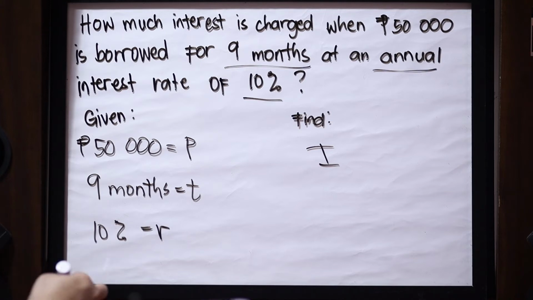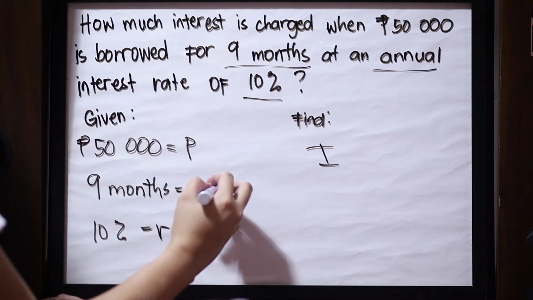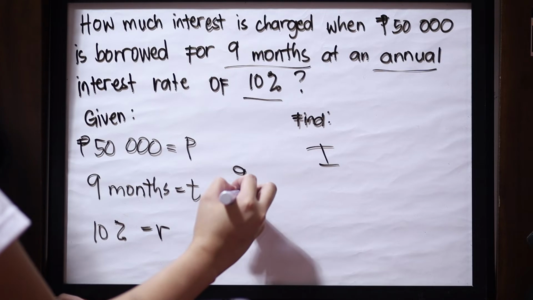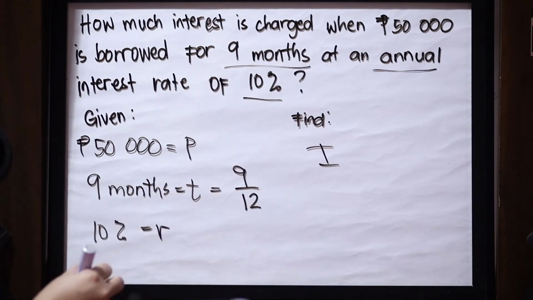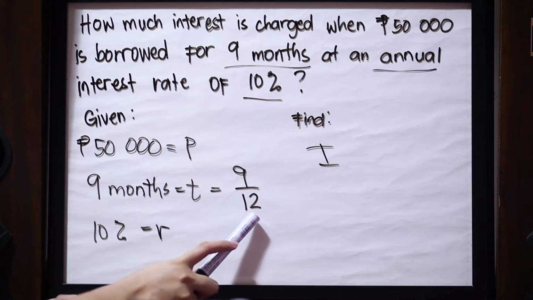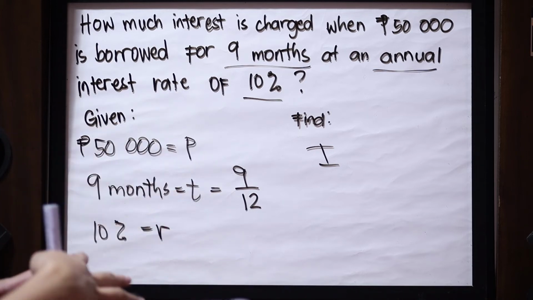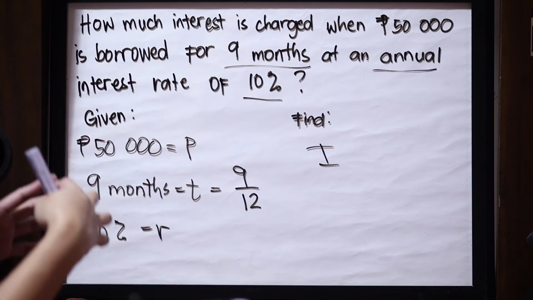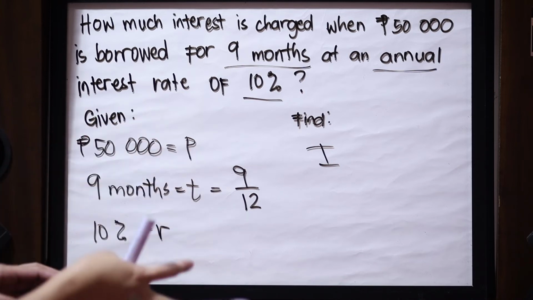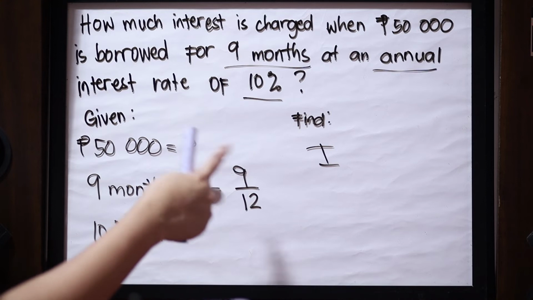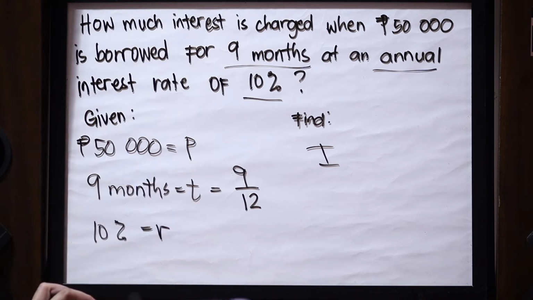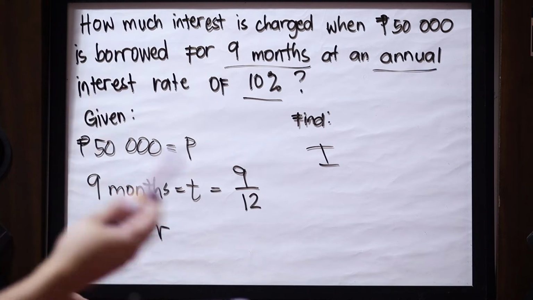Ngayon, how are you going to do that? You rewrite 9 months as 9 over 12 para in years na siya. Ngayon, ma'am, paano siya naging in years? Kasi, there are 12 months in a year. So, parang nire-represent mo yung 9 months in the form of a fraction, so that pwede mo na siyang i-account as in years.